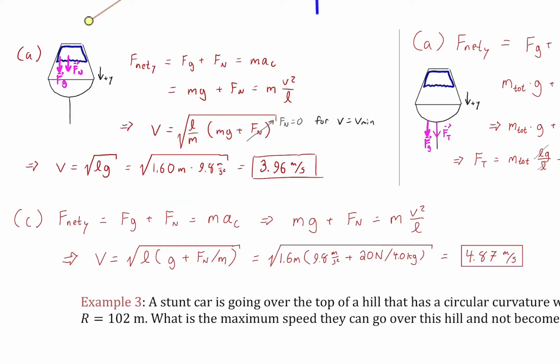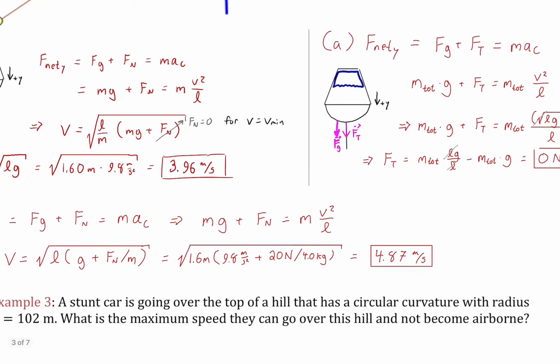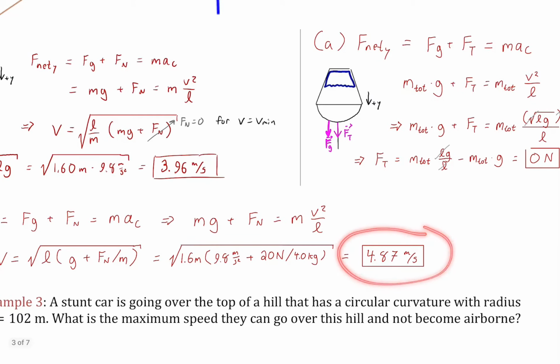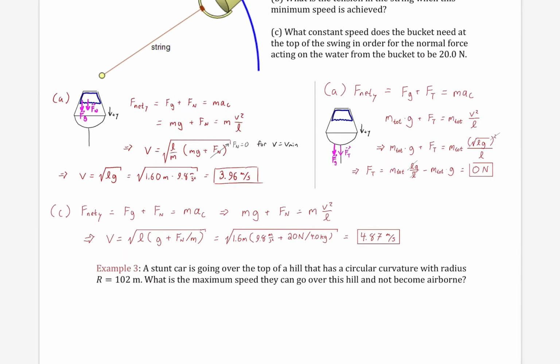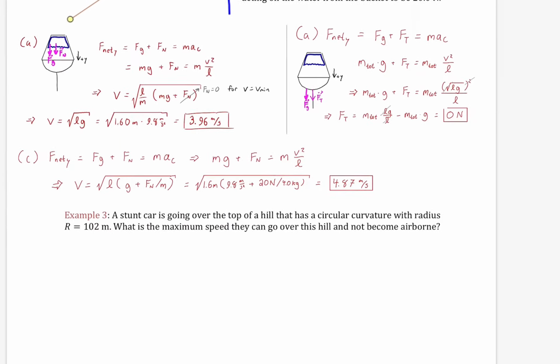All right, so what we do then is we just set up the same net force equation, and then we just solve for the velocity. In this case, the normal force doesn't go to 0, it's a known value. We plug everything in, and we find that it is indeed faster than 3.96. It's 4.87 meters per second to achieve that particular magnitude normal force of 20 newtons. Okay? All right, for this particular mass, by the way. Okay, if we changed either, then the velocity would change. All right, so there you go.